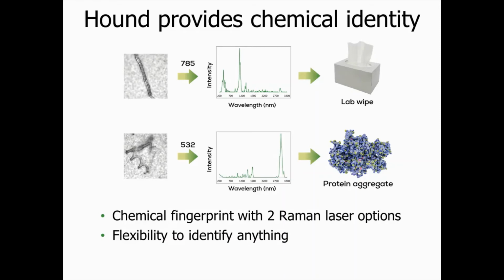The dual Raman lasers in Hound can perform chemical fingerprint on a wide range of particles. The red 785 nanometer laser can help to ID fibers and contaminants such as lab wipes, while the green 532 nanometer laser is ideal for identifying protein aggregates. Both lasers can identify particles down to 2 micrometers and use a built-in and customizable reference database to compare the collected spectra and find a match for the material of the particle.